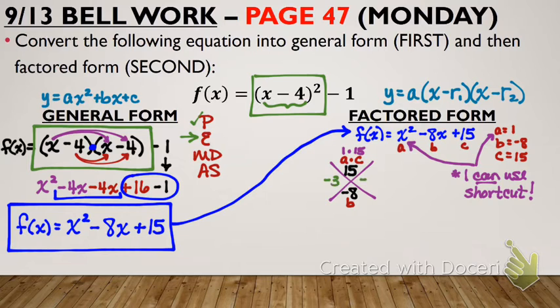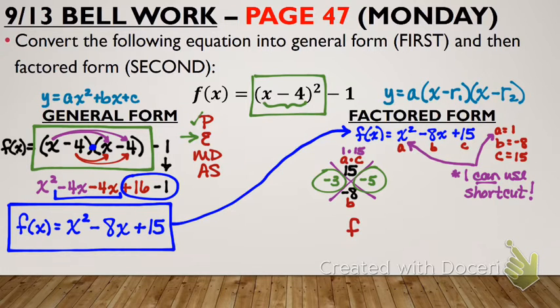Negative 3 and negative 5. Since it multiplies to give me a positive, I know they have to have the same sign. They're either both positive or both negative. Since I know it has to add to a negative number, that told me they had to both be negative there. So here's the two pieces that I've got.